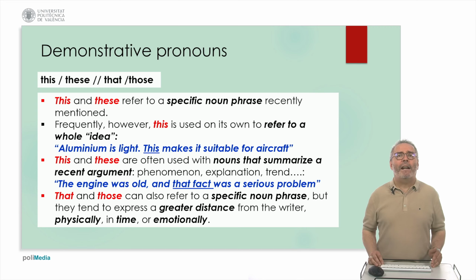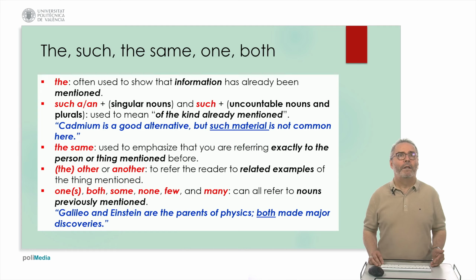This and these are often used also with nouns that summarize a recent argument. Words or nouns such as phenomenon, explanation, trend, idea, etc. And that and those can also refer to a specific noun phrase, but they tend to express a greater distance from the writer. This distance can be physical, in time, or emotional.